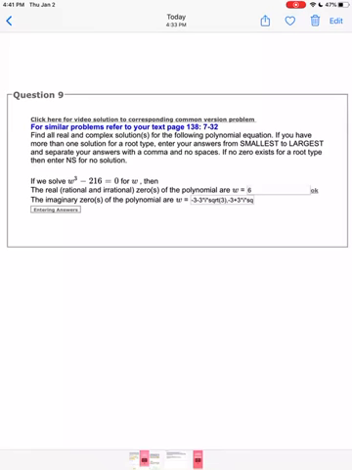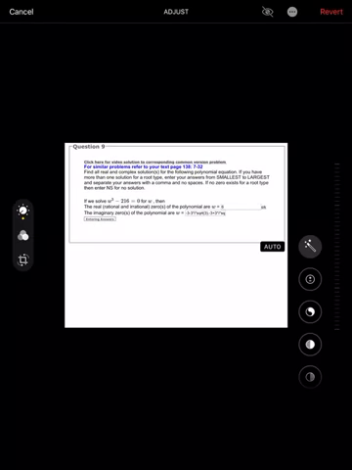Question 9 on homework 5A. Once again, we are finding all real and complex solutions for the following polynomial equation. It gives me directions about how to enter the answer. And so here is the problem. It says, if we solve w cubed minus 216 equals 0 for w, then it's asking for the real and imaginary zeros.